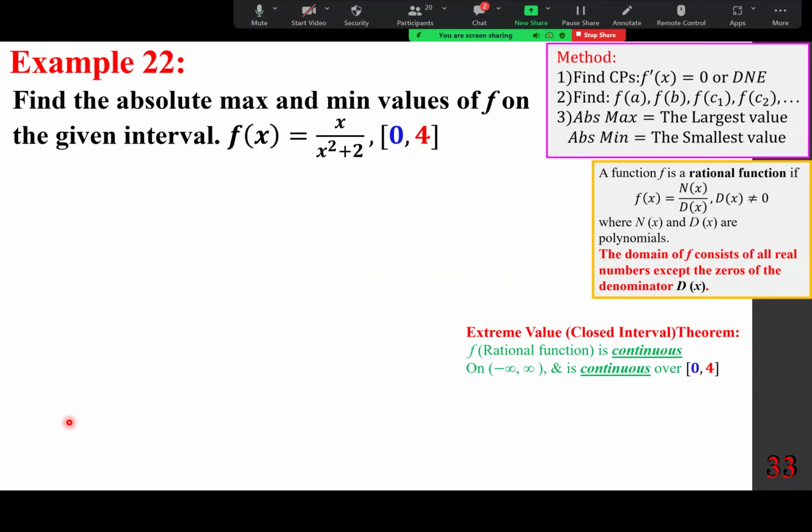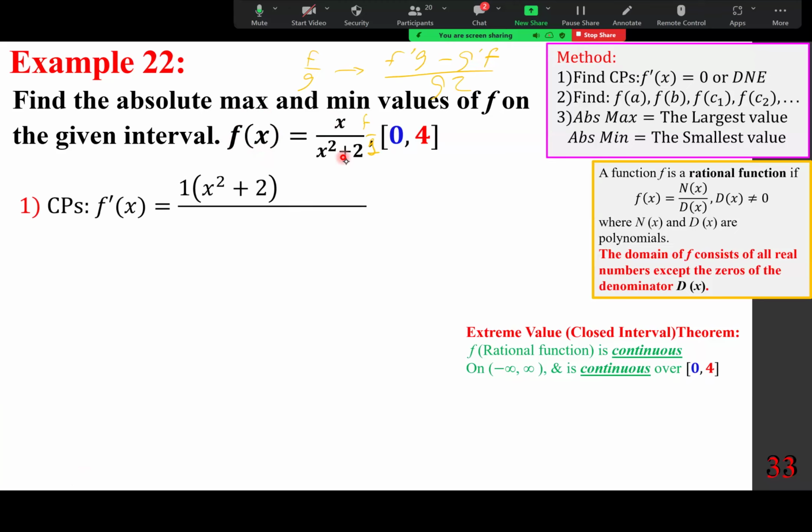The next step is to take the derivative f prime of x, and you use the quotient rule. f over g gives you f prime g minus g prime f over g squared. So let's assume this is f, let's assume this is g. If we want to differentiate this, the derivative of the top, which is 1, times the bottom, which is x squared plus 2, minus the derivative of the bottom, which is 2x, times x, over the denominator squared.